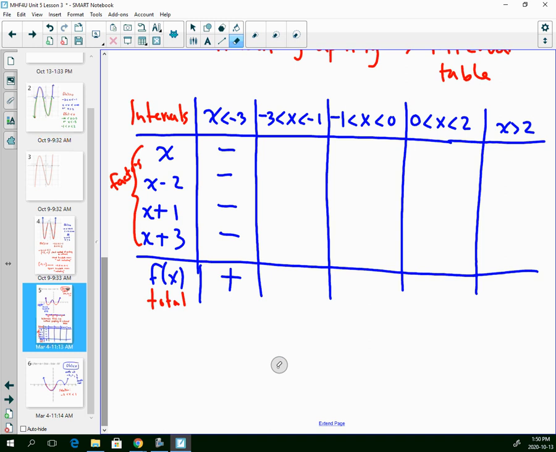What does that tell me about the graph? Well, that tells me that f of x is positive, which is telling me that the y values are positive, which is telling me that it's above the x-axis.